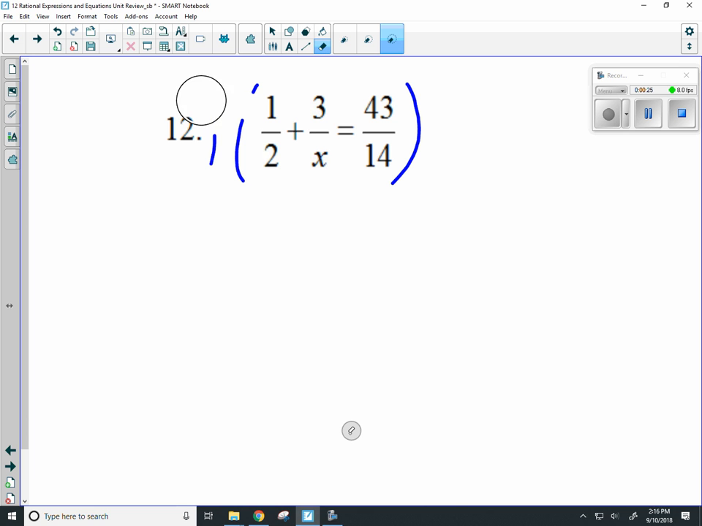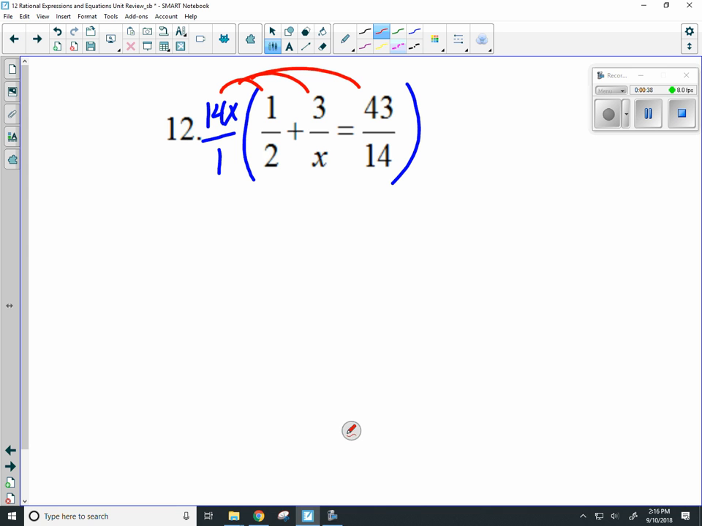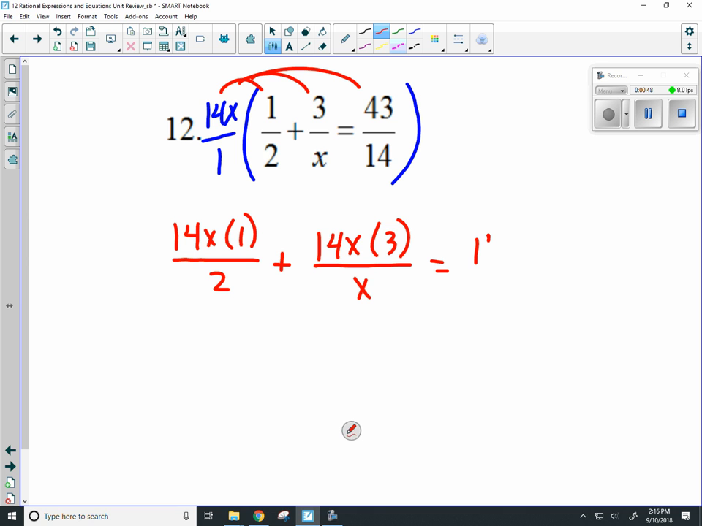What we're going to put out instead is 14x. So each one of those numerators is going to gain a 14x. So 14x times 1 over 2, 14x times 3 over x, and 14x times 43 over 14.